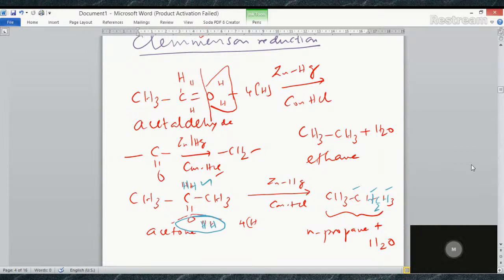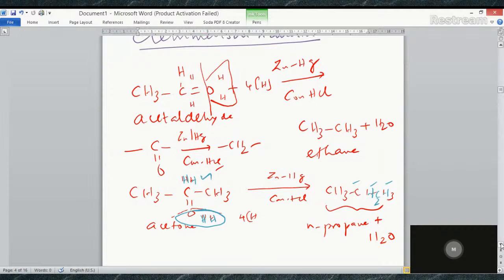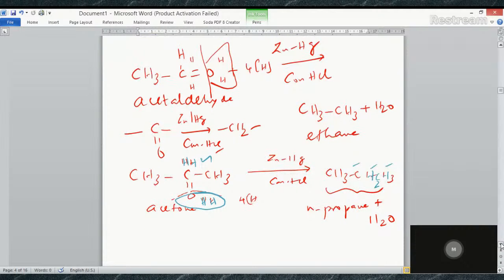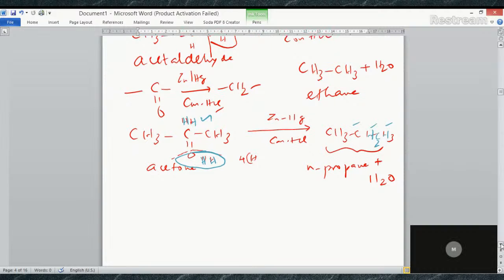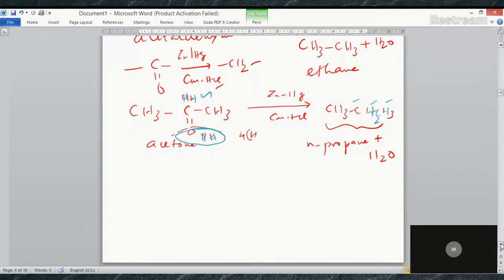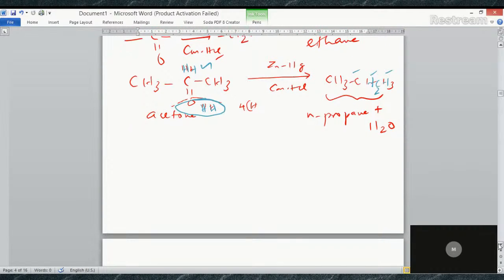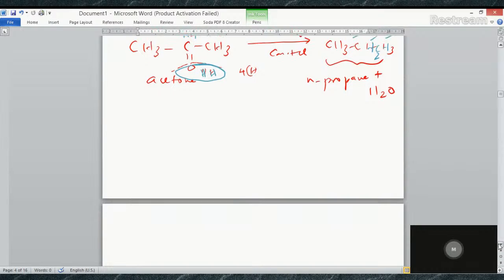And one more pattern of reaction, the other reaction which is given here, is the Wolff-Kishner reduction reaction.